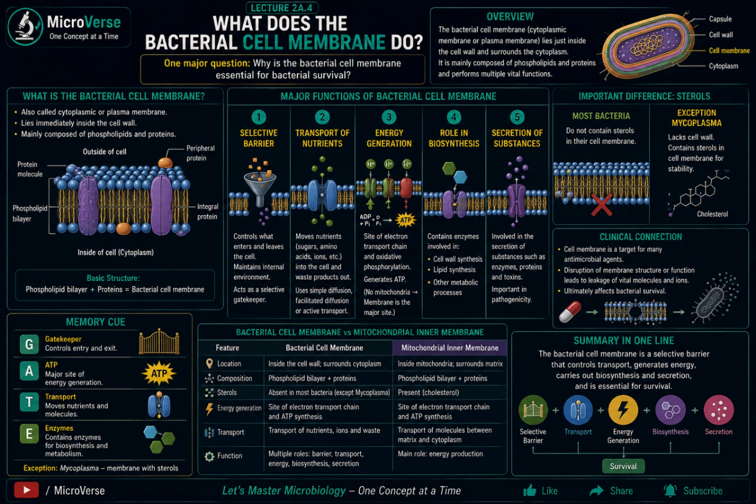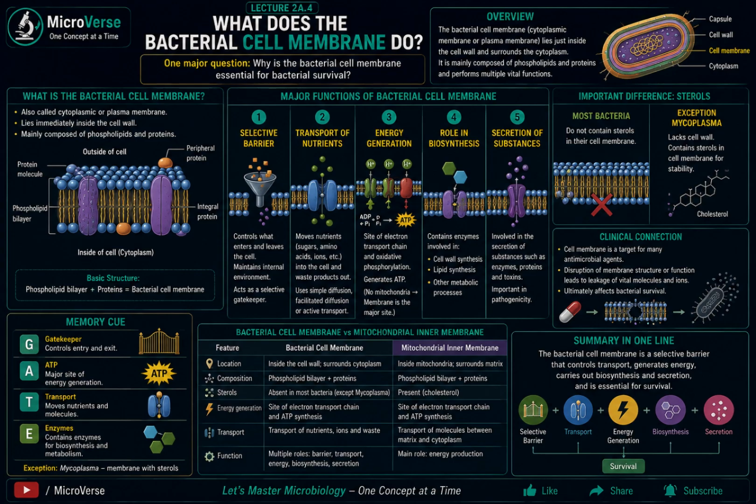The next, secretion of substances. Bacteria also produce and release various substances. This may include enzymes, proteins, and toxins. The cell membrane plays an important role in the movement and secretion of these substances. This becomes particularly important in pathogenic bacteria where secreted products may contribute to disease.